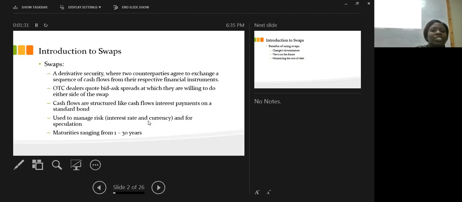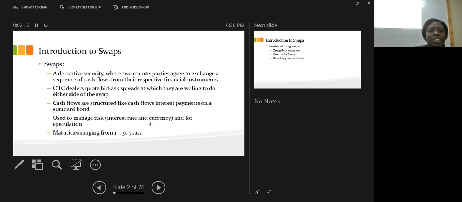So today we're going to see interest rate swaps and currency swaps, but we're focusing on currency. I don't think I will go through interest rates, just in brief. Swaps are usually OTC, because forwards are OTC. Dealers quote bid-ask spreads at which they are willing to do either side of the swap. So you always have a spread with a swap so the dealer can make money off of that, right?